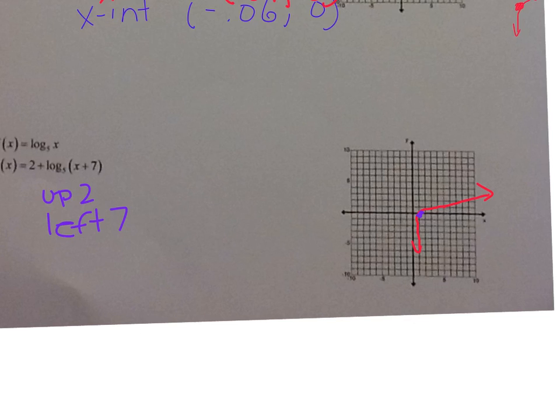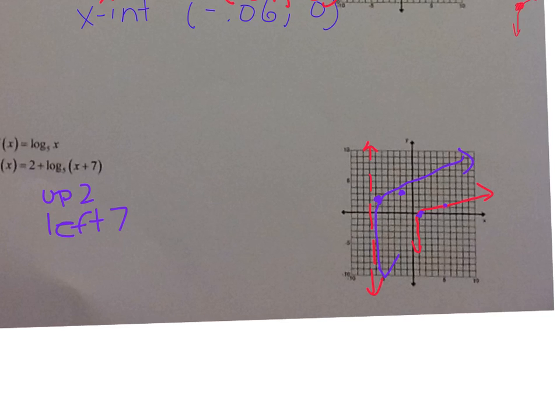So count 7. And same thing, I'm going to go from here, go up 2, and to the left 7. Now, that means my asymptote changed. So since this point here went over to the left 7, that means my asymptote has to go over to the left 7, which is going to put my asymptote right here. Okay, so my graph will look like this.